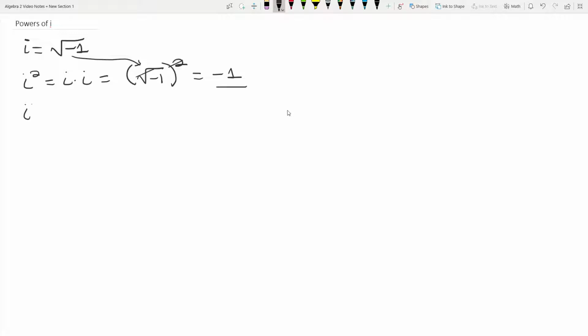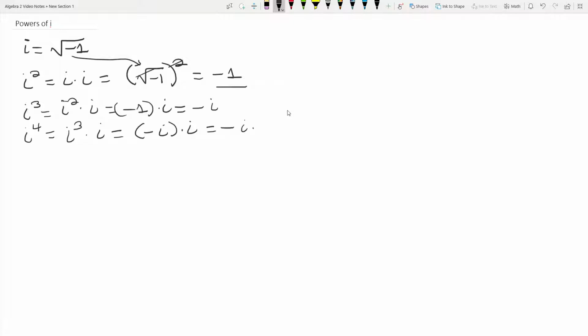And then what if we were to do i cubed? Well, that's the same thing as i squared times i. And we already know i squared is -1. -1 times i is -i. And then let's do one more cycle here. So one more, i to the 4th. That's the same thing as i to the 3rd times i. Well, we just found i to the third was negative i. And now we got negative i times i. So we got a negative and then i times i, or i squared. But we know that i squared is negative 1, right? So we got two negatives, which make a positive.